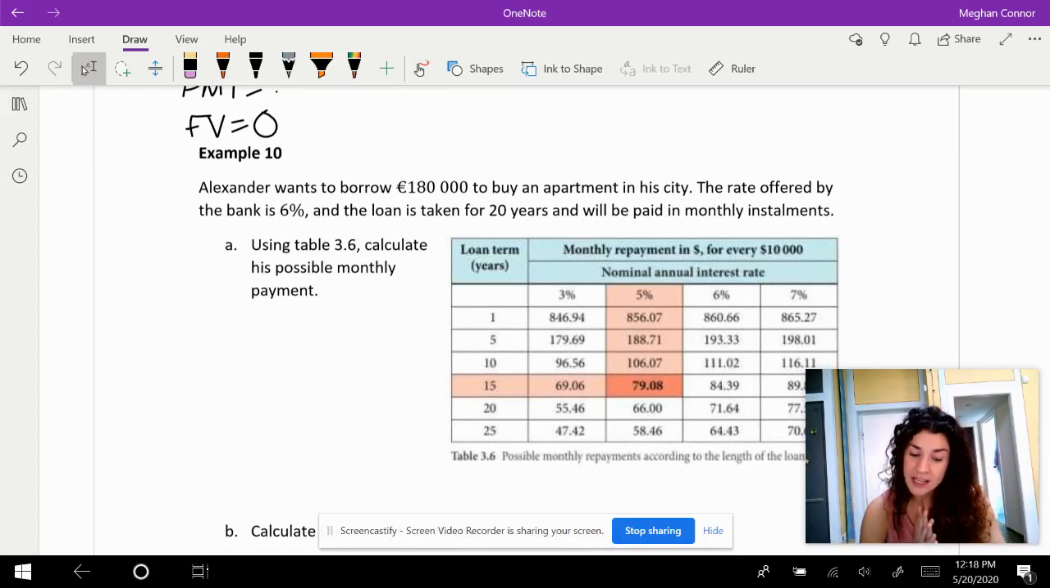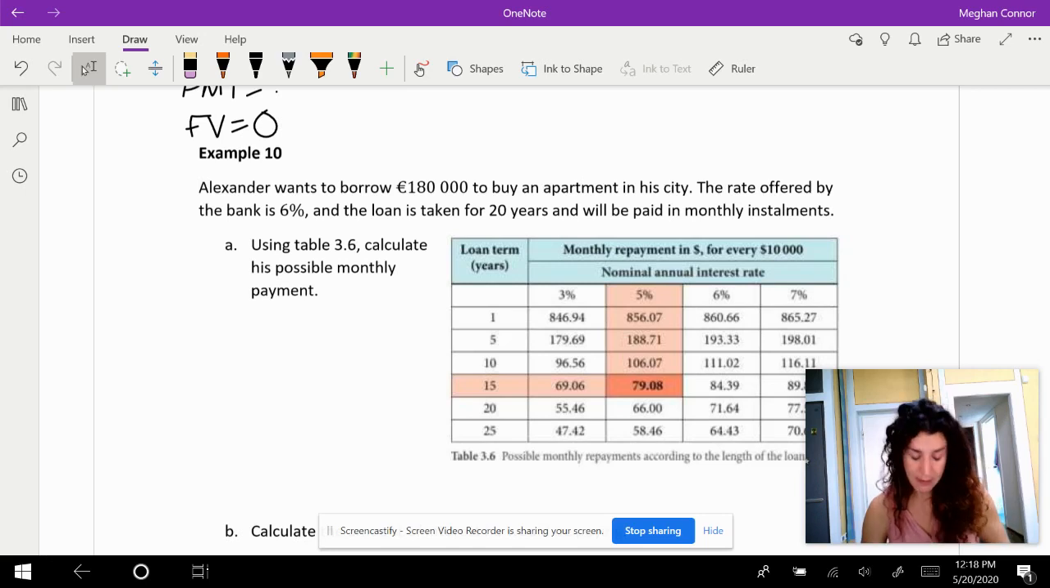Okay, Alexander wants to borrow 180,000 euro, which is more of a typical borrowing from a bank, to buy an apartment in his city. The rate offered by the bank is 6%, and the loan is taken for 20 years and will be paid in monthly installments. If only I knew how to spell.